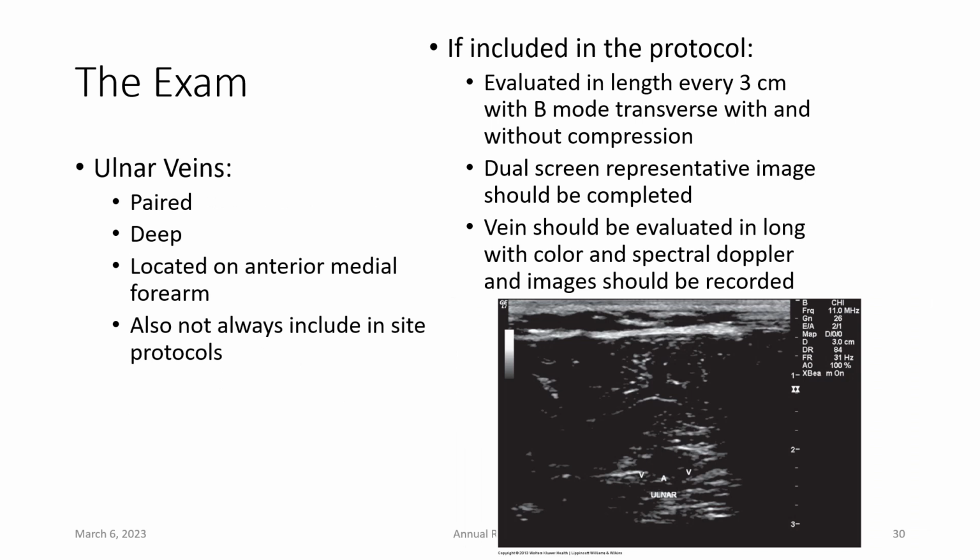Now, after the radial vein, we want to look at the ulnar veins. These are also deep, so they're paired and they're accompanied by an artery. Rather than being lateral forearm, now they're medial forearm. Again, these are not always included on a protocol. So if you do include these, you're going to evaluate the veins from the wrist region in transverse B mode with compression every 2 to 3 centimeters. You'll evaluate them proximal, mid, and distal. And then you will turn on them, evaluate them in B mode long, proximal, mid, distal. And then you'll add your color and spectral and evaluate them proximal, mid, distal.